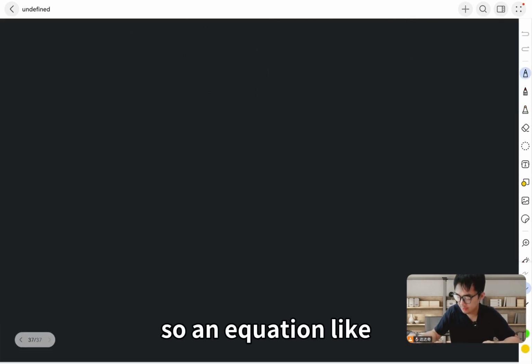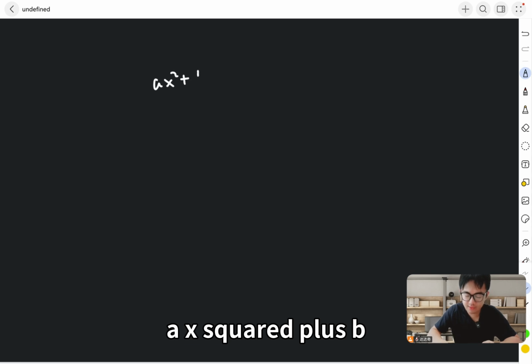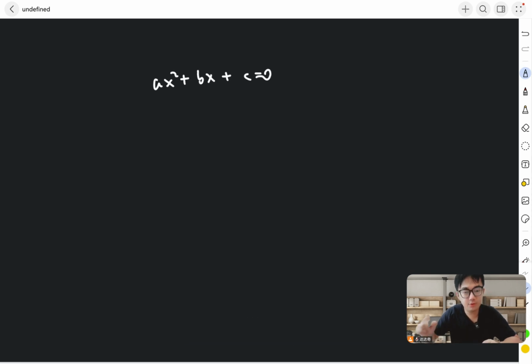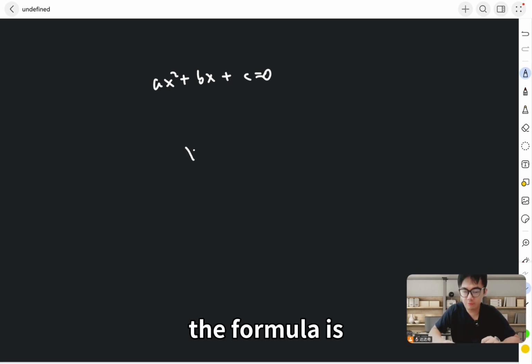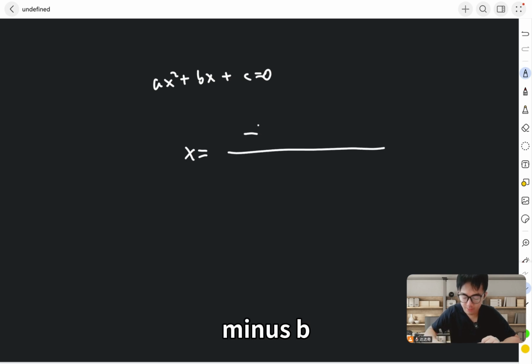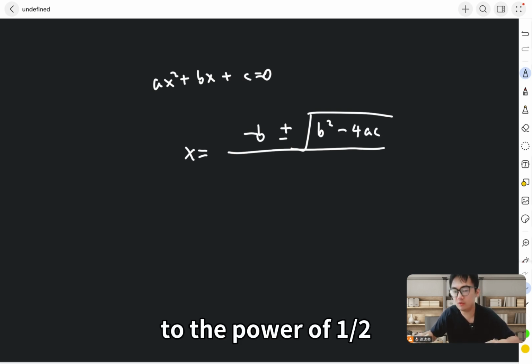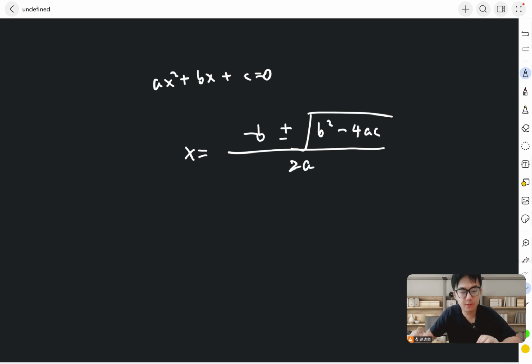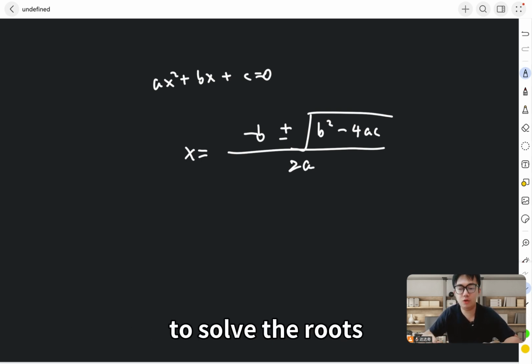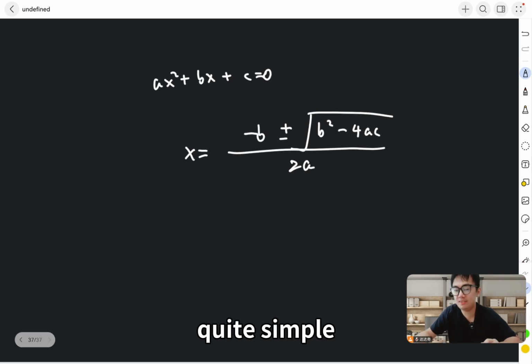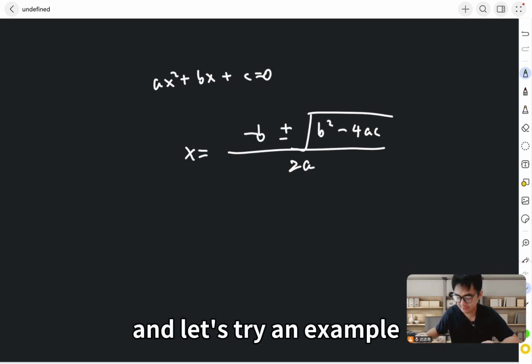So for an equation like ax squared plus bx plus c equals 0, we have a formula to solve its roots directly. The formula is x equals minus b plus or minus the square root of b squared minus 4ac, all over 2a. You can simply substitute the values of a, b and c to solve for the roots, and it's quite simple. Let's try an example.